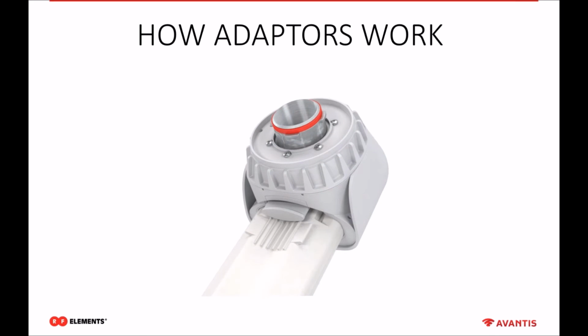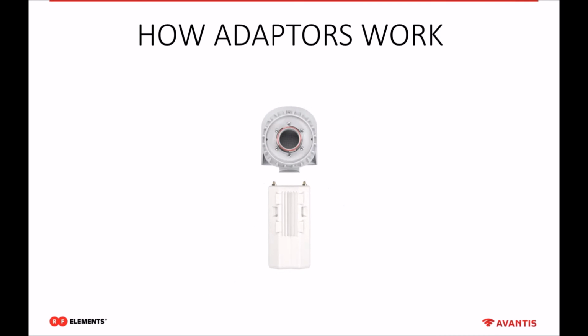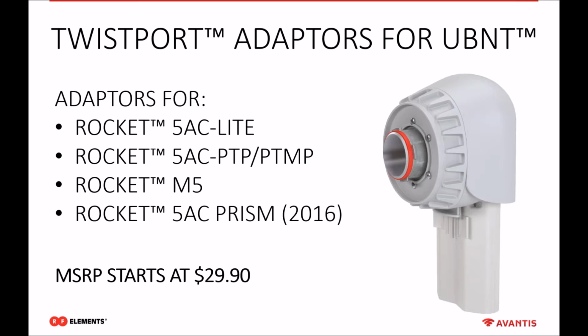If you have a radio, you just push the radio inside the adapter until you hear a click, and this is installed. And when you want to remove the radio, you just press the button and remove the radio. It's very simple. So what kind of radio can you connect to the twist port antenna? Twist port connectors are compatible with radios from Ubiquiti Networks. Here are all the models mentioned.